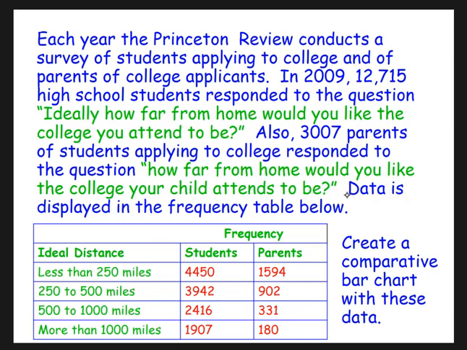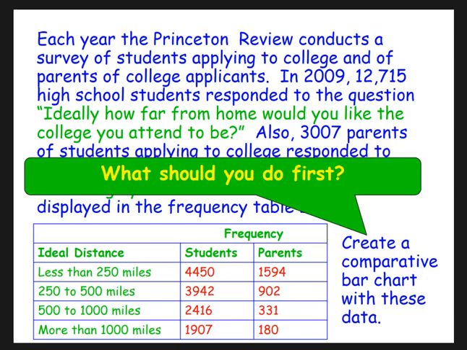So here's an example of why we have to use relative frequency. Here there's 4,500 students compared to only 1,500 parents, or sorry, in the less than 250 miles. For a total, there were 12,000 students, only 3,000 parents. That's 4 times as many. The bars would be way out of whack. So in order to make it an accurate comparison, we're looking at relative frequency.